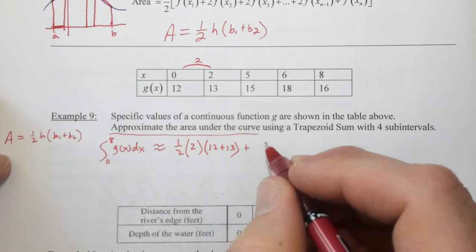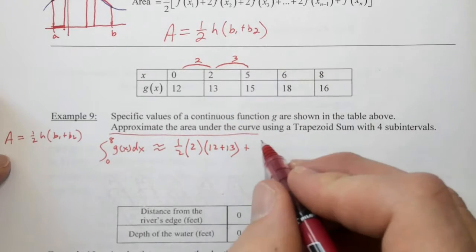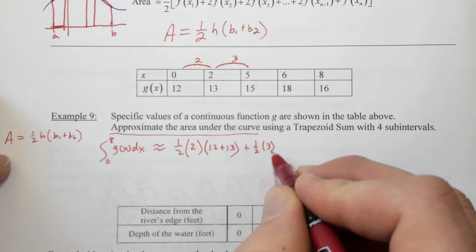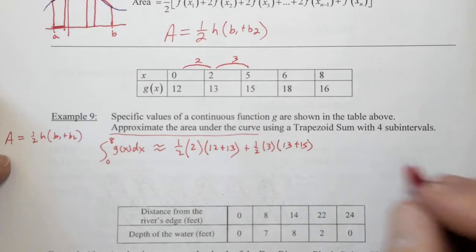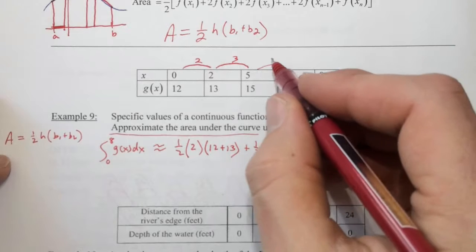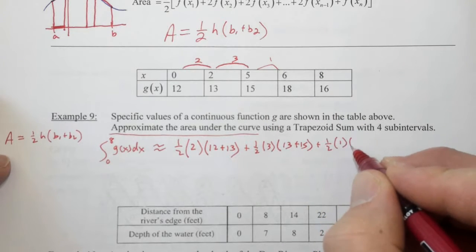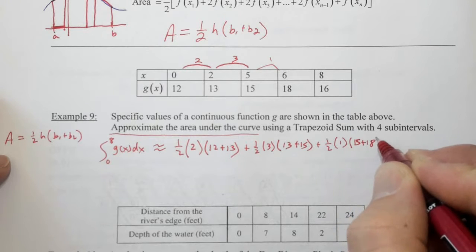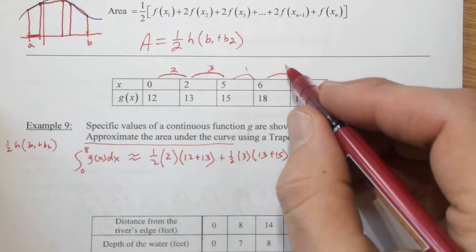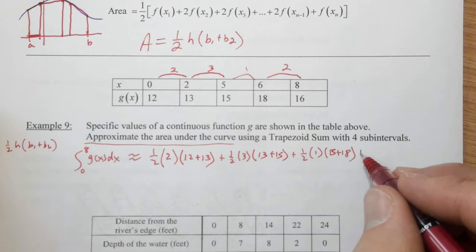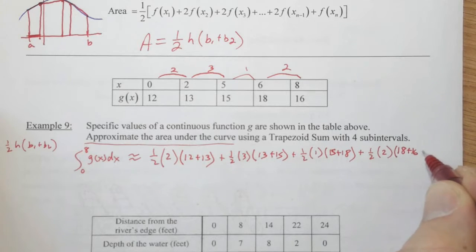And we go to our second trapezoid, which is going to travel from 2 to 5. So that's a height of 3. So we're going to have 1/2, height is 3, and the two bases are 13 and 15. Next up, we're going from 5 to 6. So that's a change in 1. So 1/2 times 1 times 15 plus 18. And finally, our fourth trapezoid, we're going from 6 to 8. So that is a change of 2. So we have 1/2 times 2 times 18 plus 16.